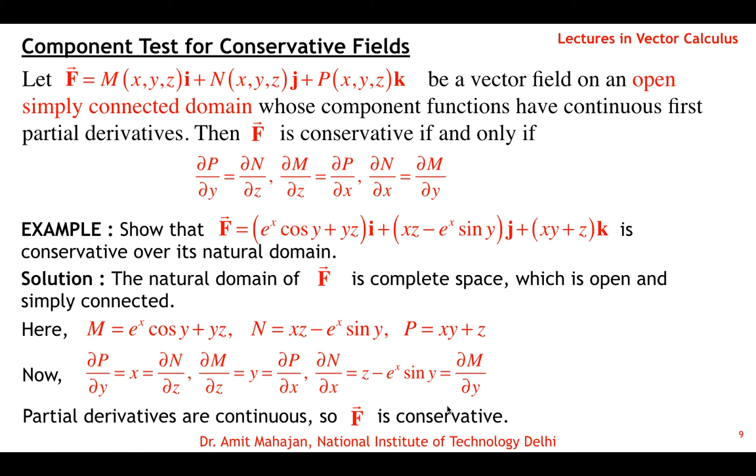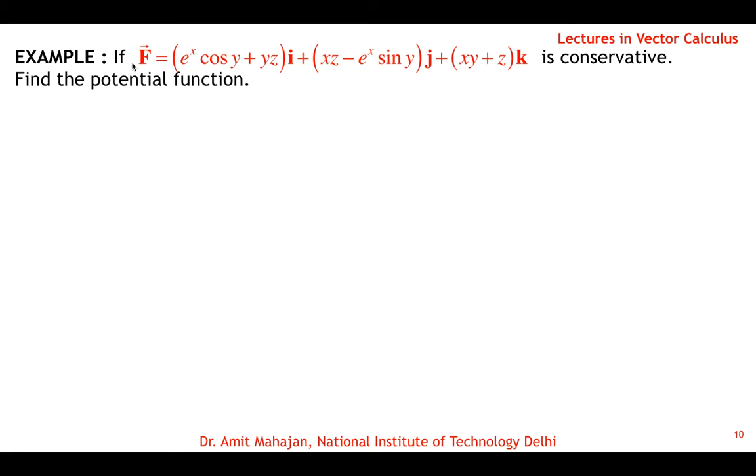The second example is that if the field is conservative, then find the potential function. It is the same example, and we have just proved that it is conservative. So how can we find the potential function? The field is Mi plus Nj plus Pk, and we know that if the field is conservative, then it can be written as the gradient of a function.